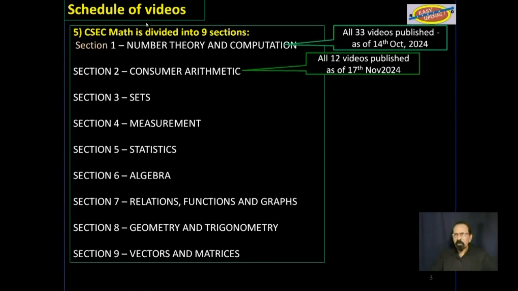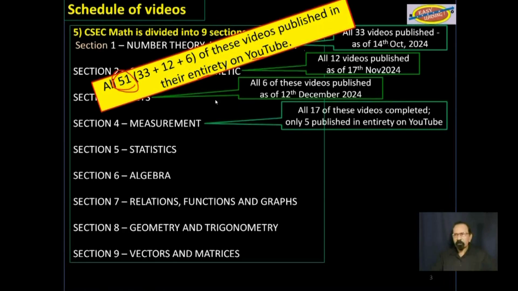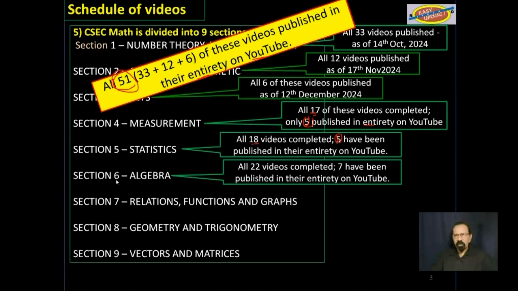Schedule of videos. These first three sections with 51 videos have all been published on YouTube in their entirety. Please make good use of them. Section 4, 5 videos published in their entirety out of 17. Section 5, statistics, 5 videos published on YouTube in their entirety out of 18. Section 6, 7 of those videos published in their entirety on YouTube out of 22.